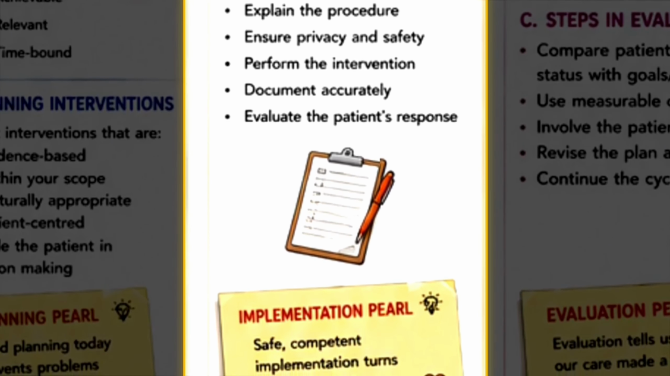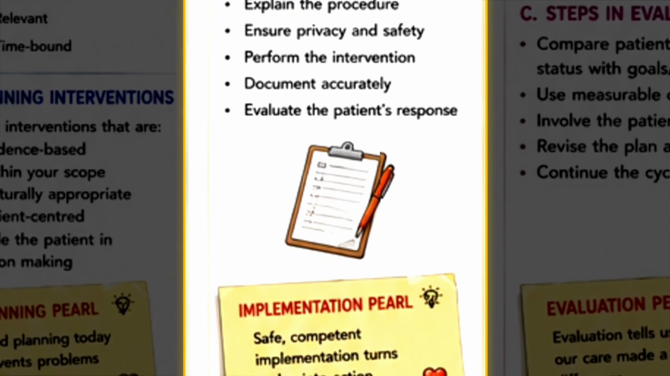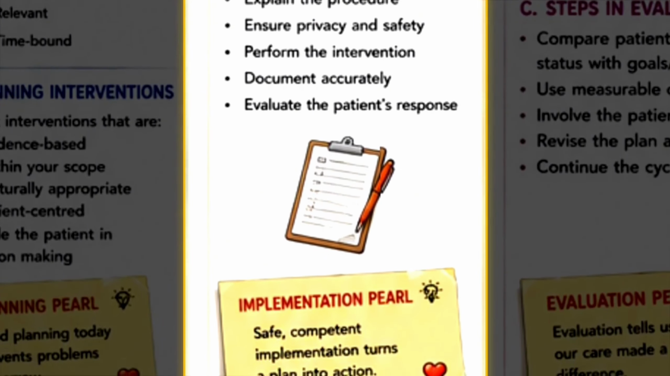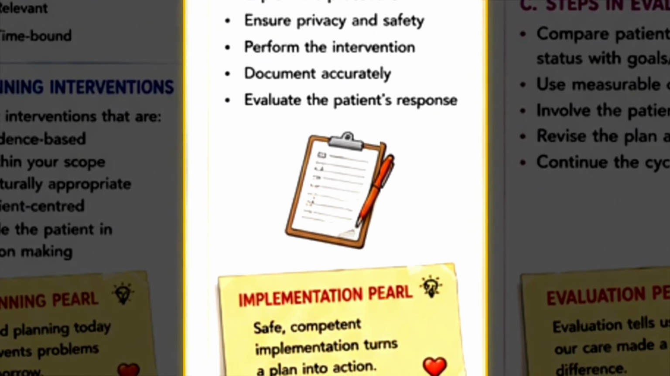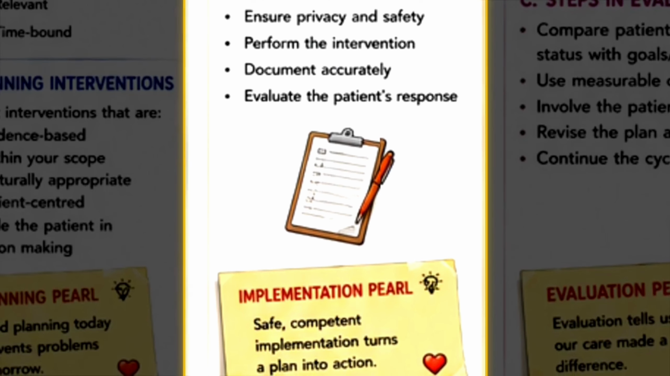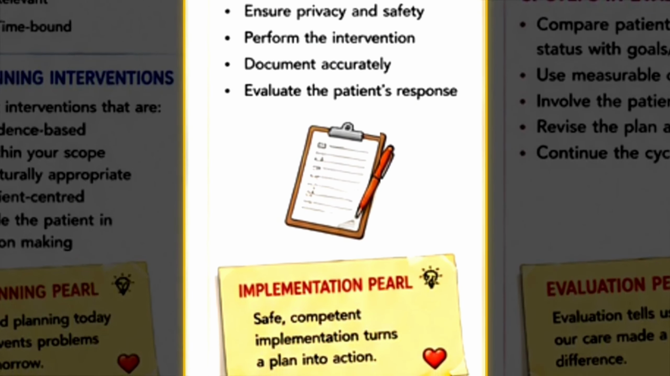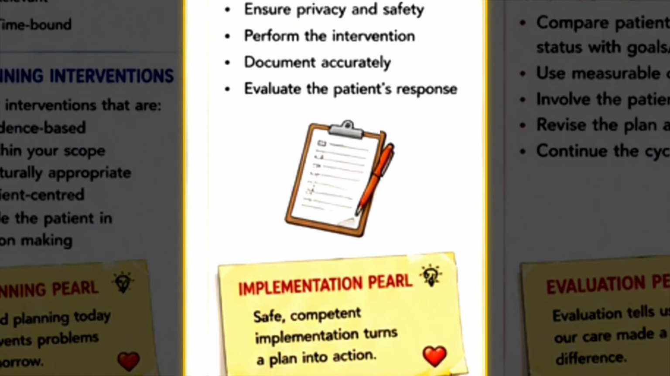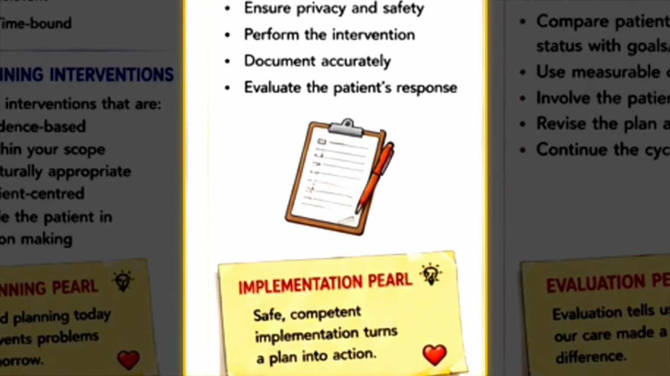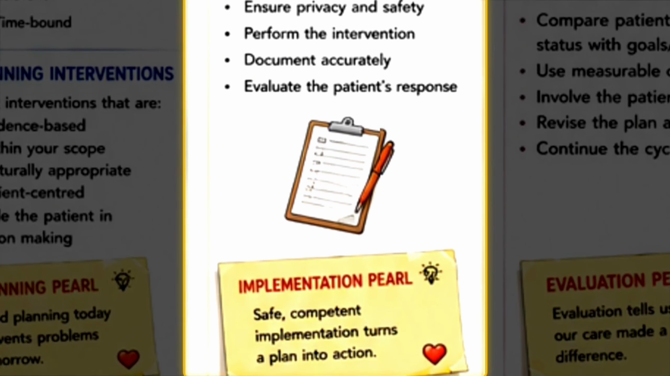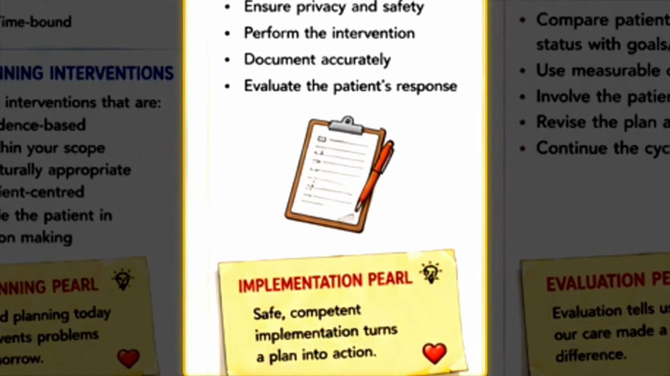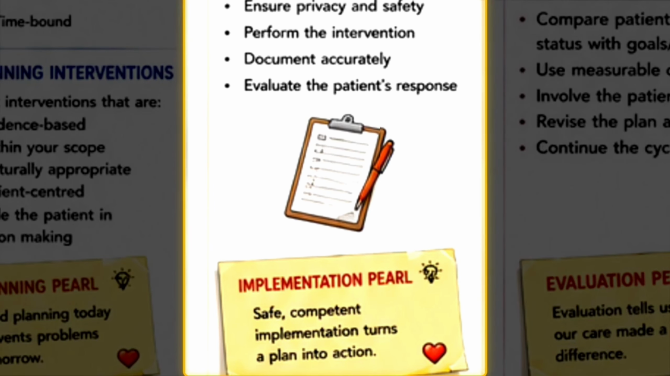5. Ensure complete patient privacy and environmental safety. 6. Perform the intervention skillfully following infection control standards. 7. Document the intervention accurately in the health record. And 8. Immediately observe and evaluate the patient's initial response. As our implementation Pearl notes, safe, competent implementation turns a passive written plan into dynamic, life-saving action.